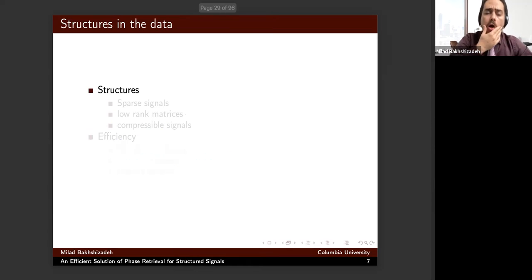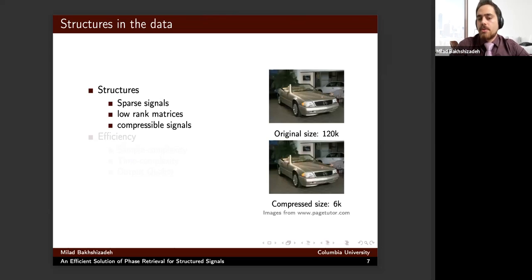One more thing that I want to assume for this talk is that our signal of interest has a structure. We have seen different kinds of structures among our signals. Sparse signals have been studied extensively. Low rank matrices have been studied as well. We also can have compressible signals. For example, we can compress a natural image with much fewer bits than the original image without losing too much of the quality of the image. And if we use these structures for solving our problems, in this case phase retrieval, we can increase the efficiency of our methods in the sense that we can decrease the sample complexity, we can decrease the time complexity, and we can improve the quality of our output. And this is all that this talk is about.